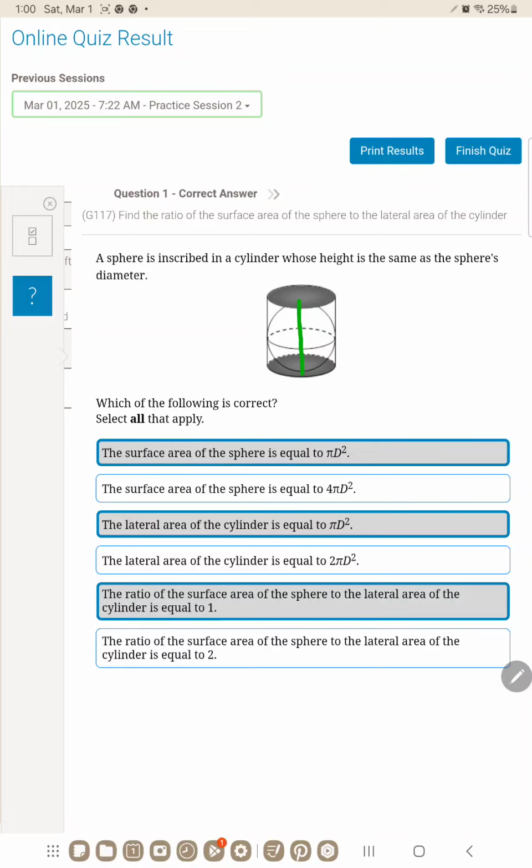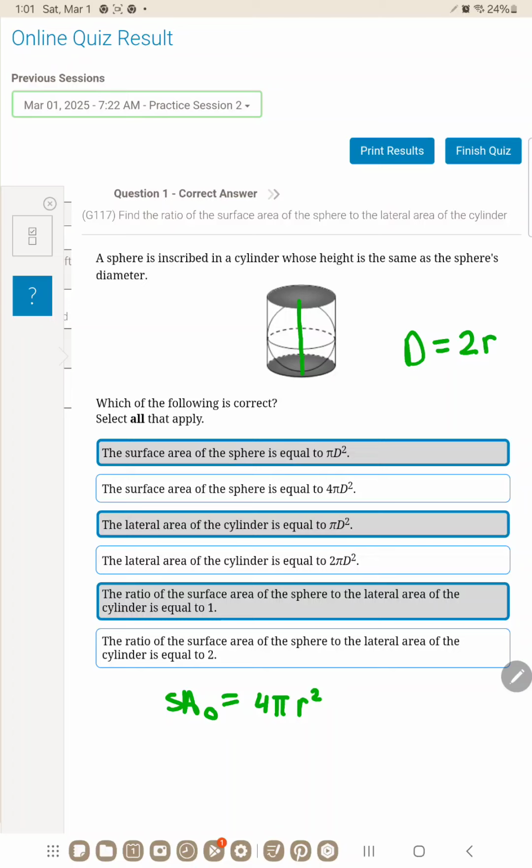Now the surface area of a sphere usually is equal to, this is supposed to be a sphere, but anyways, it's equal to 4 pi r squared. Now it's supposed to be 4 pi r squared, but we don't have r. What do we have? We have diameter instead. So what do we do? We replace: the diameter is equal to 2r.